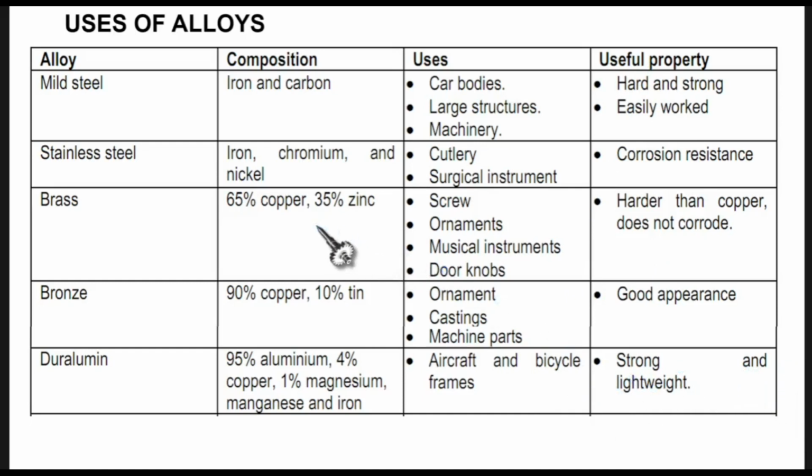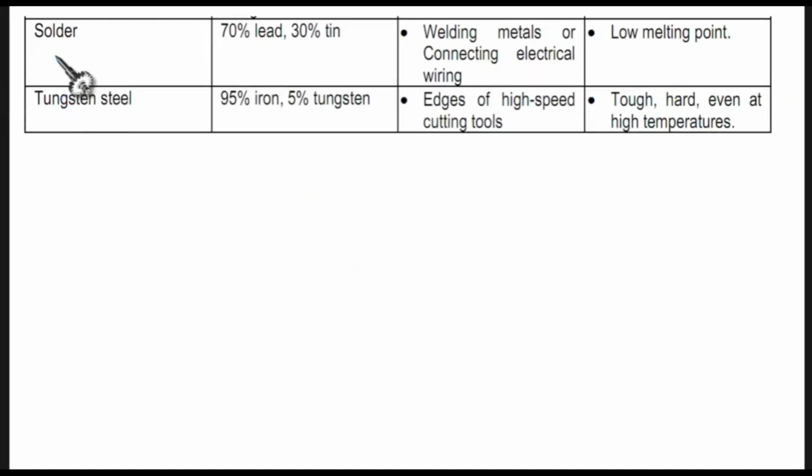All right, so let's move to the next page. Here we have solder. Solder is made of 70% lead and 30% tin. Its use is in welding metals or connecting electrical wiring, and the reason it is used there is that it has a low melting point. Then another alloy is tungsten steel, which is made of 95% iron and 5% tungsten, and its use is in edges of high speed cutting tools, like axes.